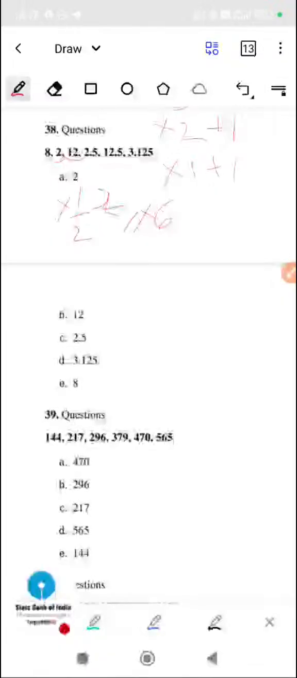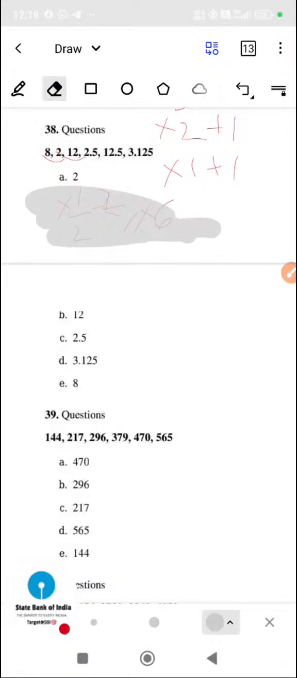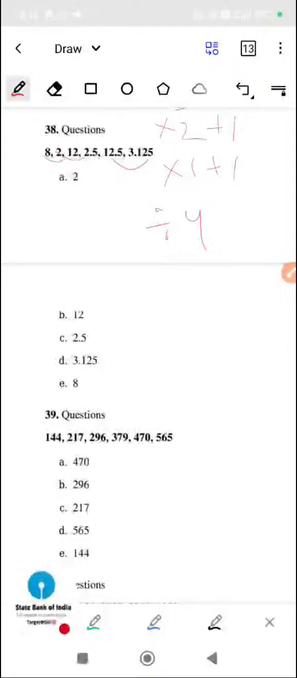12 becomes 2.5 means divided by 4. No. Here we don't see any clear pattern. Let me take this from the last side. 12 becomes 3.125, divided by 4. Divided by 4 times will be 3.125.